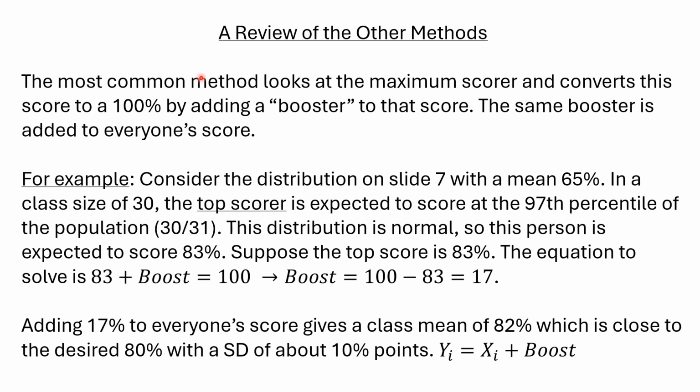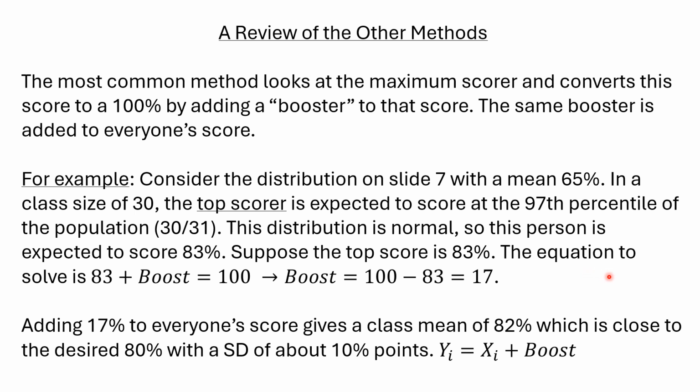Let's look at a review of other methods. The most common method looks at the maximum score and converts this score to 100% by adding a booster to that particular score. The same booster is then added to everyone's score. For example, let's suppose that we have our original distribution we saw earlier with a mean of 65%, and let's assume also that the class size is 30. Now, in a class size of 30, we would expect that the top scorer would be about 83%. And for purposes of illustration, let's assume that the top score is indeed 83%.